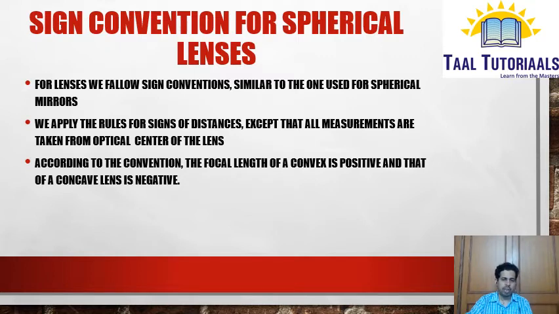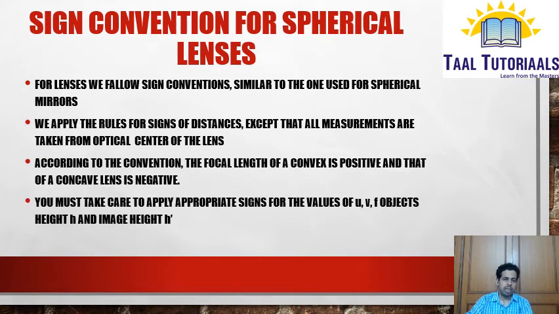If I am not wrong, in the last lecture I showed you the diagrams of how light rays refract in lenses, right? You must take care to apply appropriate signs for the values of u, v, f, object height and image height h dash. Here u is object distance, v is image distance, f is focal length, object's height is h, and image height we will take as h dash. That's all for lens sign convention.